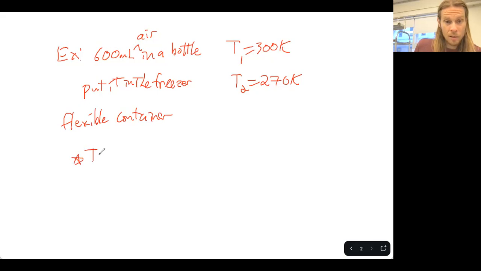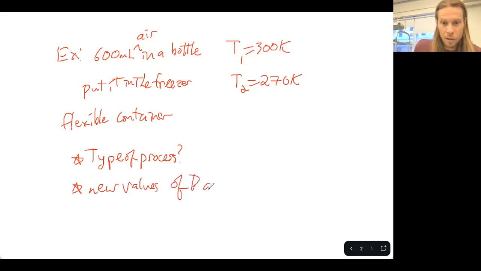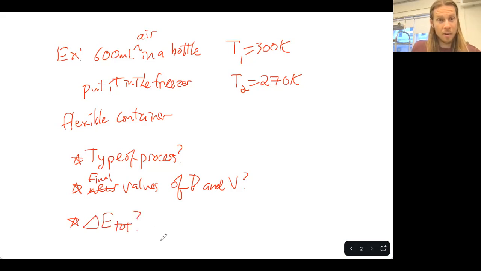What is the type of process? Right? We can draw the mechanism. We kind of did that in class, so I'm just going to do the numbers here. Since it's flexible, I'll give you a hint. The volume can change. What are the new values of pressure and volume? Or should I say the final values? Pressure and volume, and what is the change in energy in the air, in the bottle. All right, here we go. Pause it if you want to take in the questions.